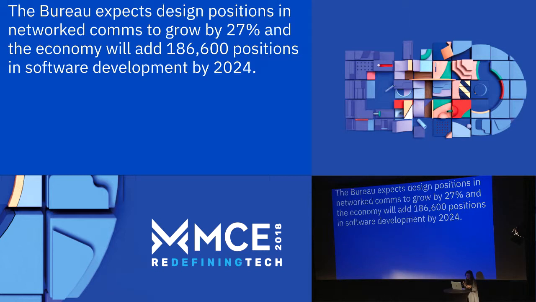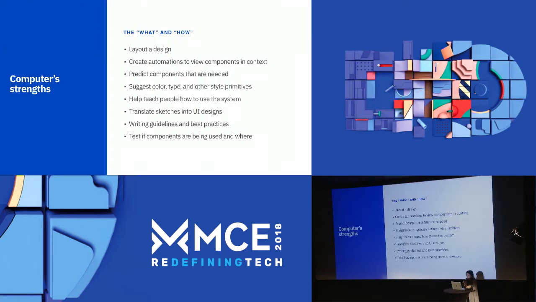7% is the average growth for any industry, and right now, these jobs are growing at the rate of 27%, with 186,000 jobs in software development, which is enormous. So one question is, why is this happening? One of the things that's going on is that there's currently a lot of visual design decisions that computers can speed up the process of making.